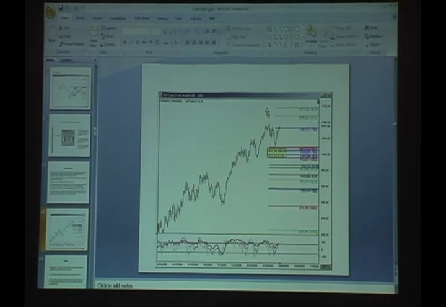I could not trade or look at or analyze so many short-term charts as I do without the program doing that auto updating. That's very, very handy.